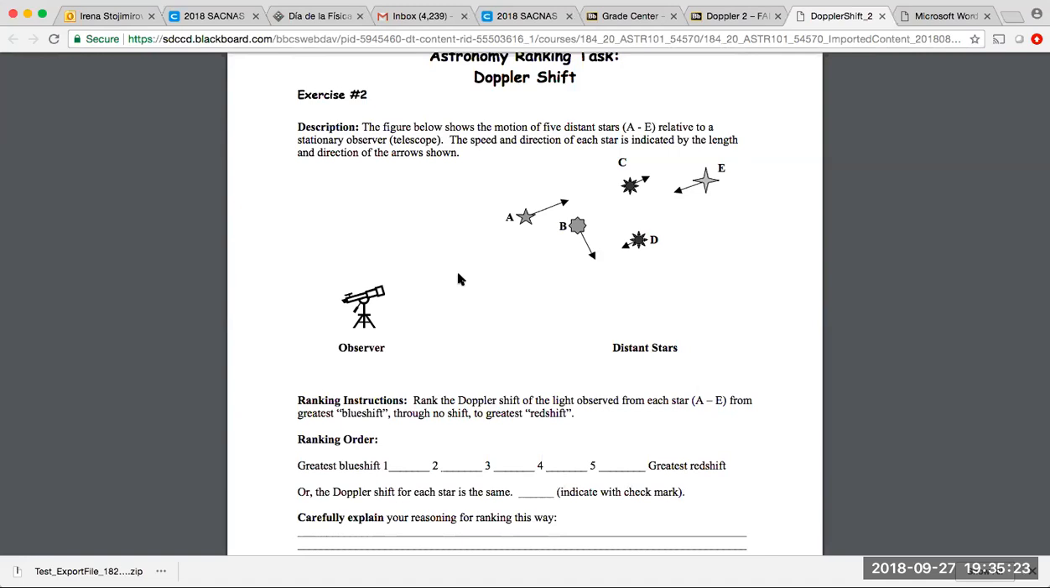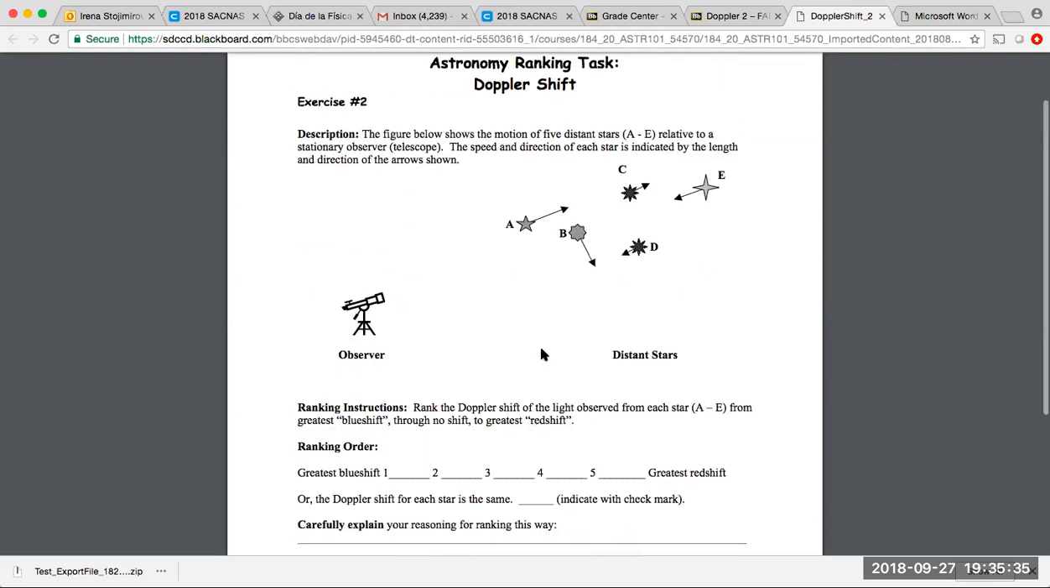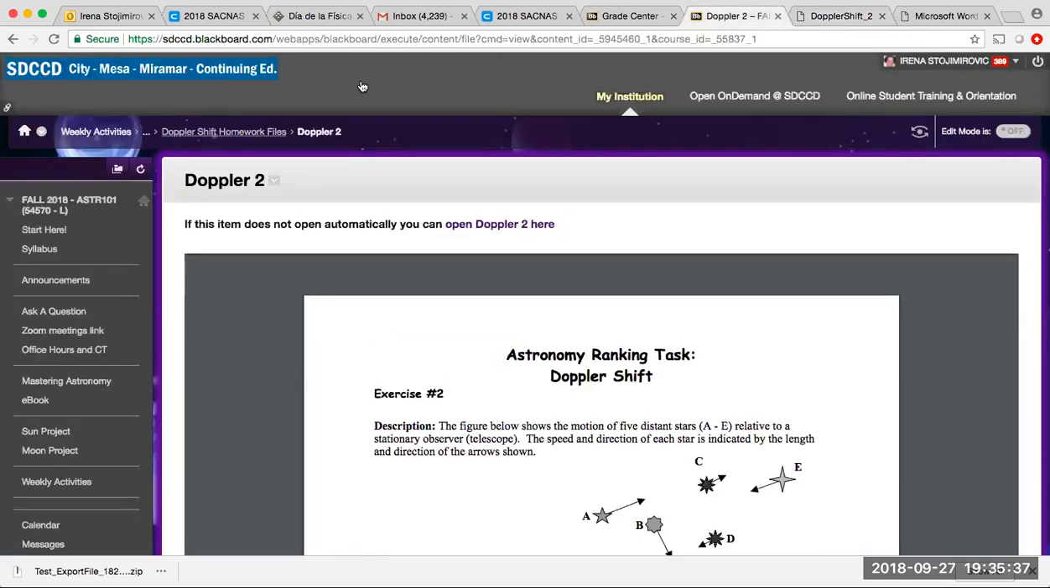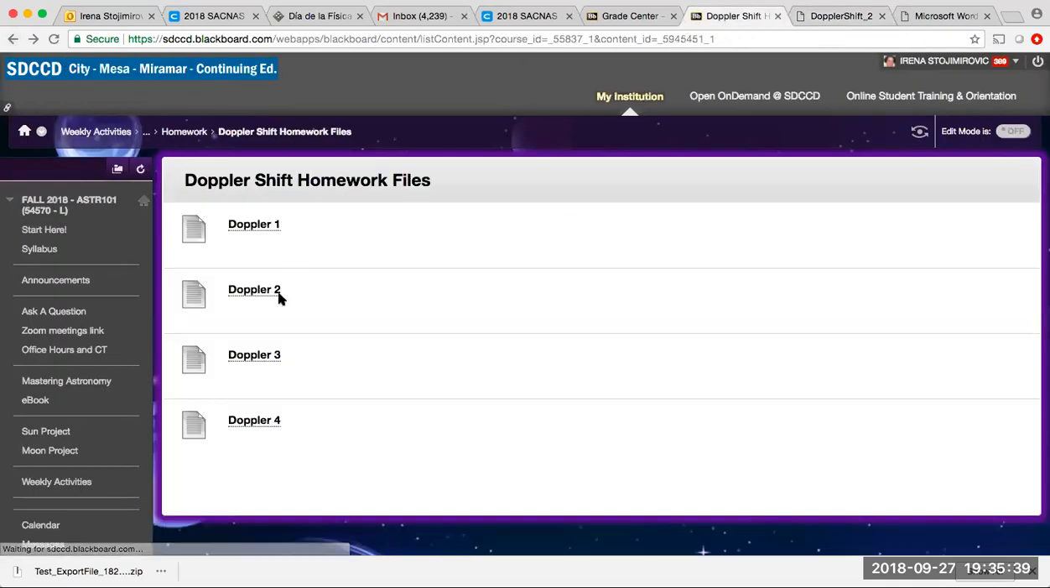Good. So E is the greatest blue shift, and then? Then D. And then B is going to be no shift. Very good. Then C, and then A. Perfect. That's it. Okay. And then number 3.